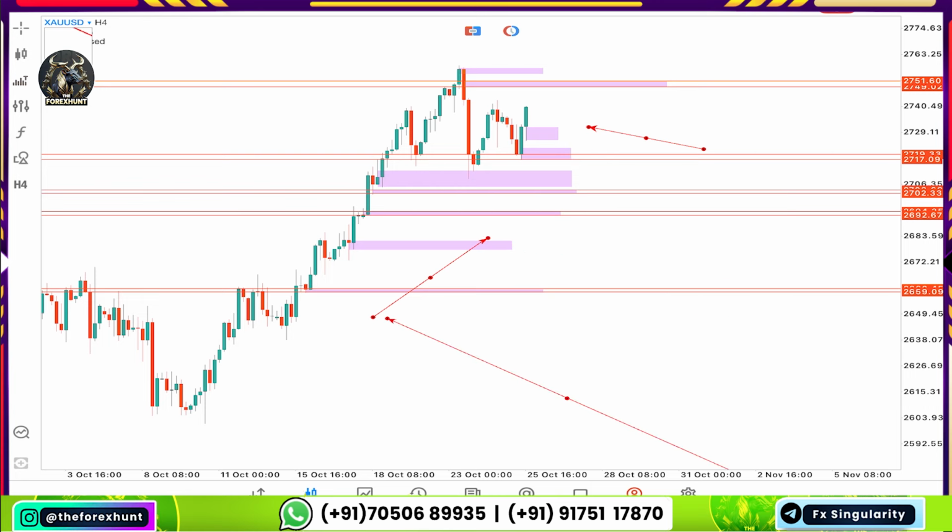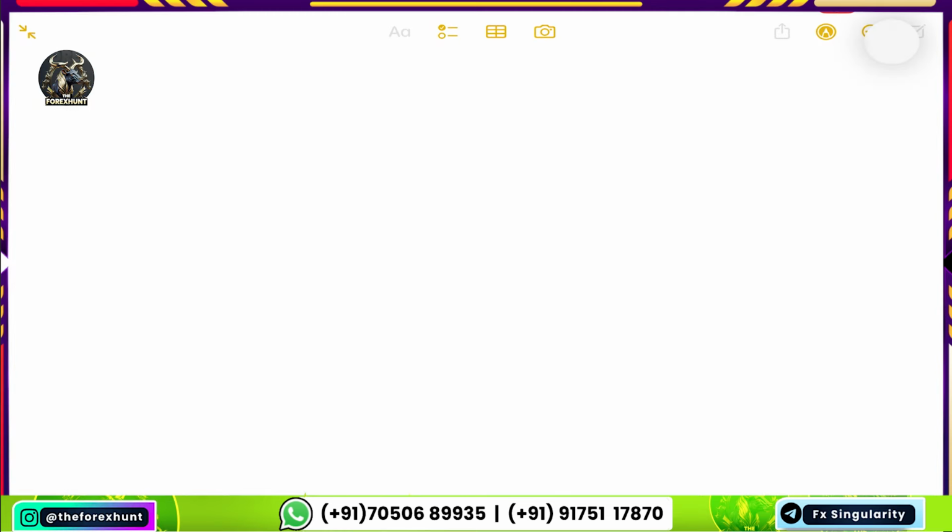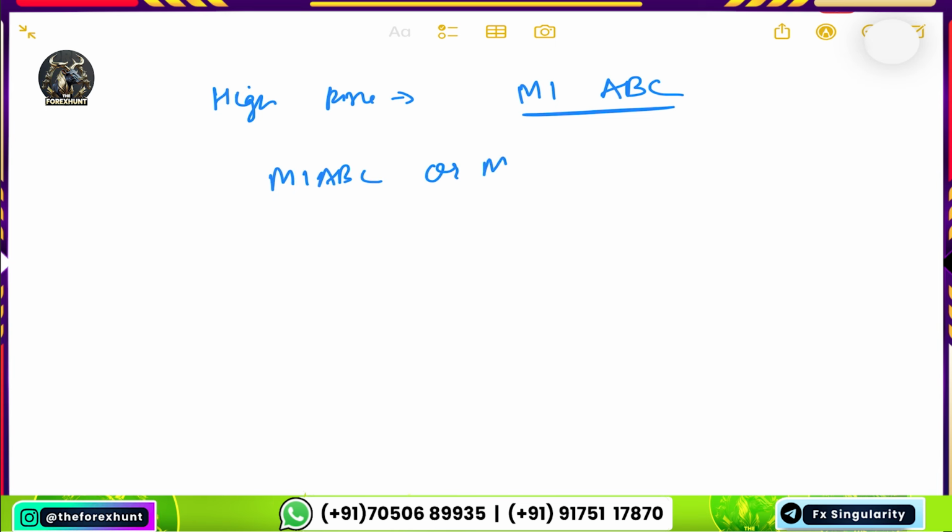Okay, so now let's understand about the confirmation. So if you are looking for a high risk confirmation, no doubt we will take entry on the basis of M1 ABC. Okay, so M1 ABC is good. Okay, it is a high risk, but let's suppose we have M1 ABC or M1 AB in combination with M5 engulfing buy.